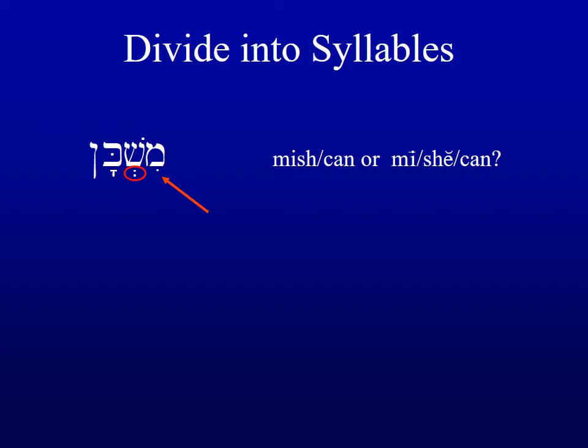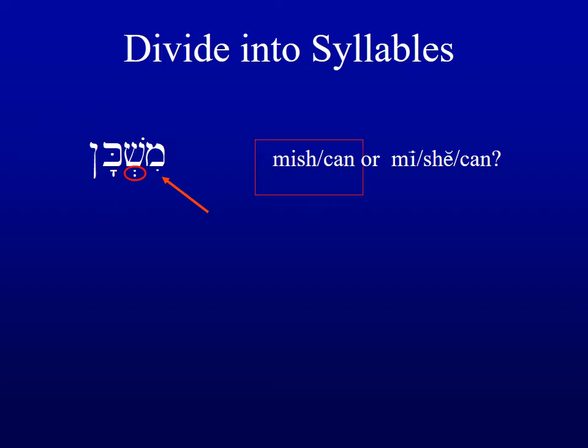This is where we remember that schwas are introverts and they like to be silent if they can. So if you have an option between long hirek and a vocal schwa, or short hirek and a silent schwa, you will choose the silent schwa. So we would prefer for this word to be mishkan.